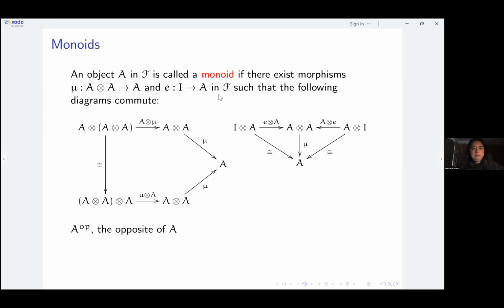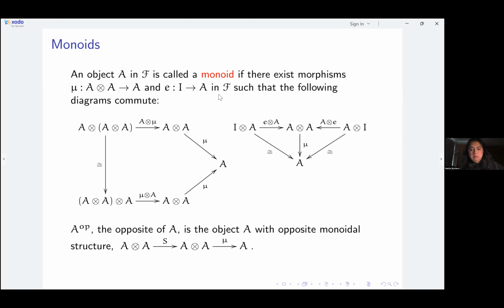For example, we can define the opposite monoid. What is this? This is the same object A, but we have an opposite monoidal structure, an opposite product. What I'm doing here is taking the symmetry, turning this A from the left to the right, and then taking the product. And so we can say that a monoid is commutative if this structure that I did the other way around is the same as the one I had before.